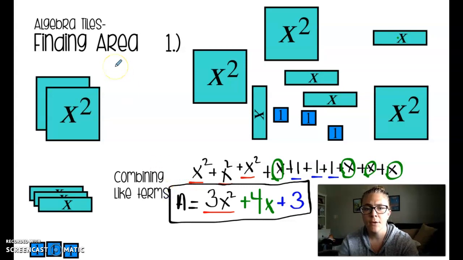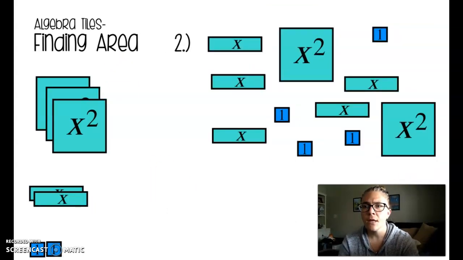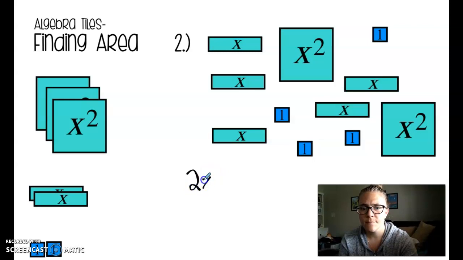We have one more problem, and I want you to pause the video here and see if you can find the area of this handful of tiles all on your own. I'm back, so hopefully you have this written down. I'm going to start with x squares because they're the largest. That's typically what you do with algebra, you start with the largest term. So I have 1, 2 x squared values, so I have 2x squared.